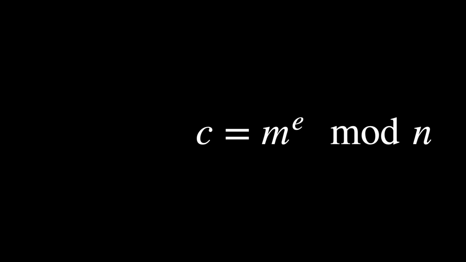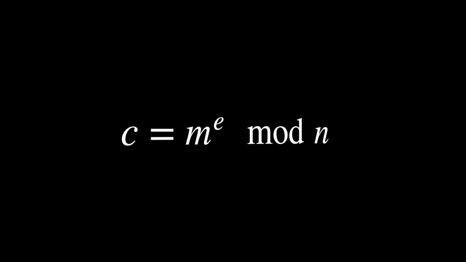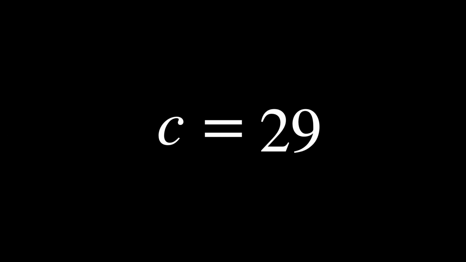I want to send Sophia a message, which is a number smaller than 33. Let's say the message is m equals 2. I encrypt it by computing c equals m to the power of e modulo n, which in our case is 2 to the power of 7 modulo 33. 2 to the power of 7 is 128. Then we have 128 modulo 33, which equals 29. And the encrypted message is this, 29.